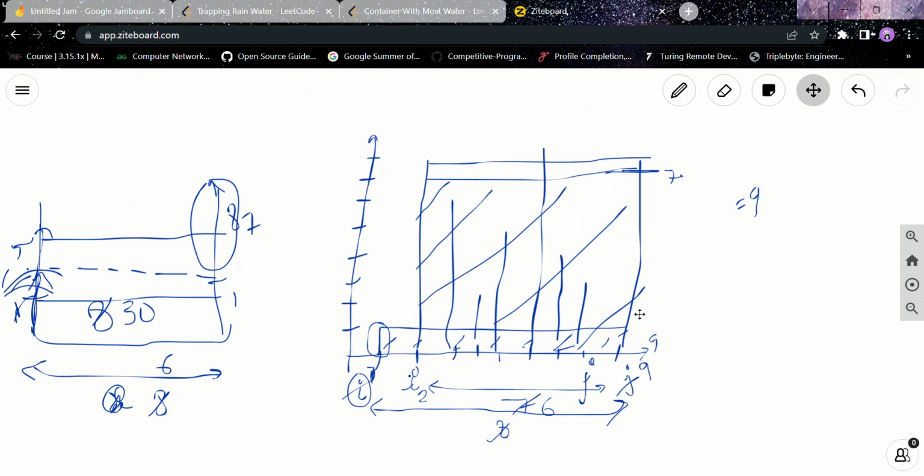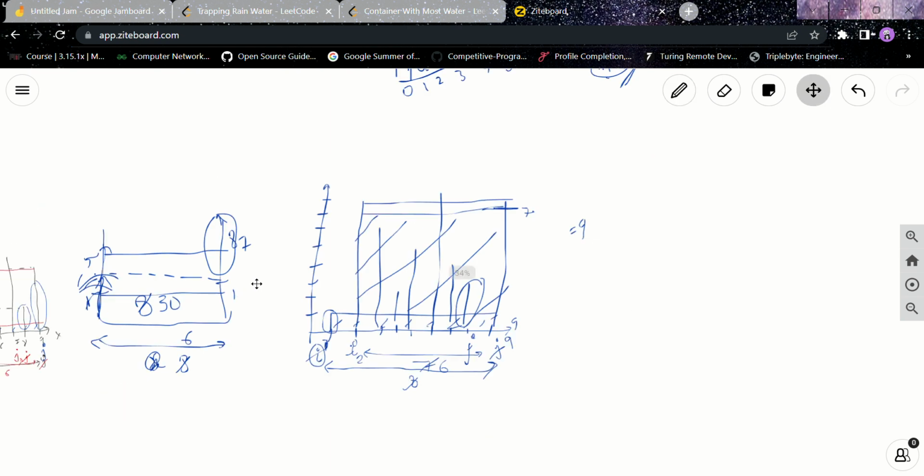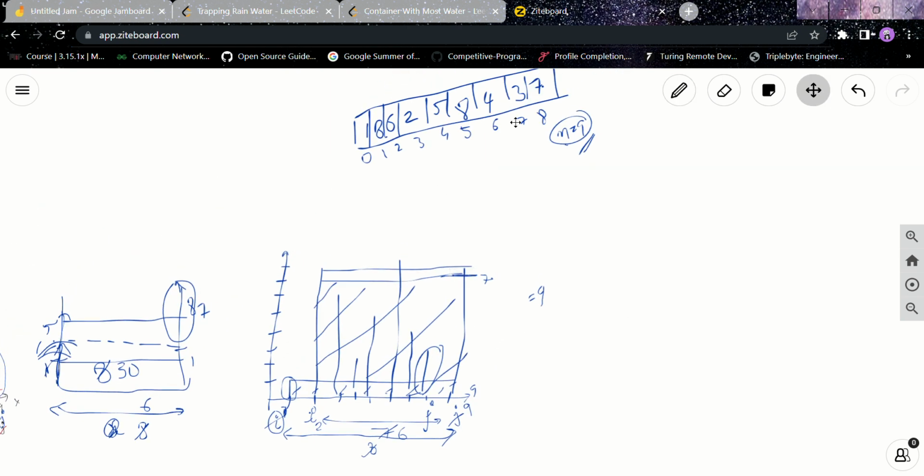And which has the minimum height? J has the min height. Okay, now what is the new area? New area, j has height of 3, so the new area will be 3 into 6, which is equals to 18. Okay, and this was 49. So till now we have got this one as our maximum area.